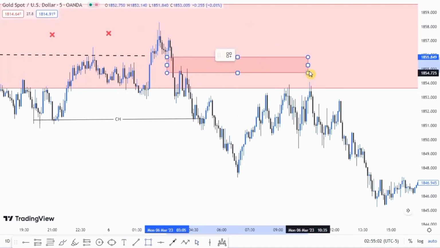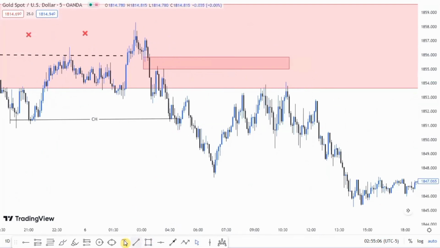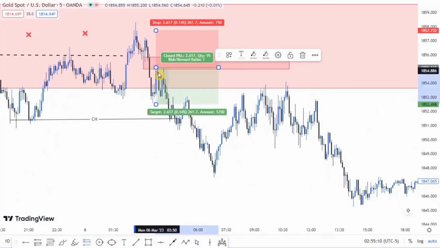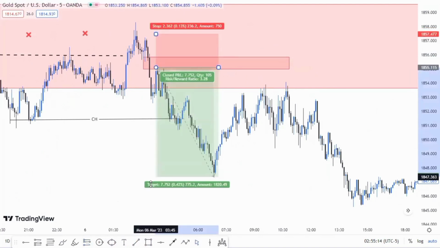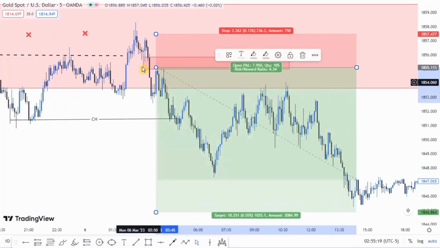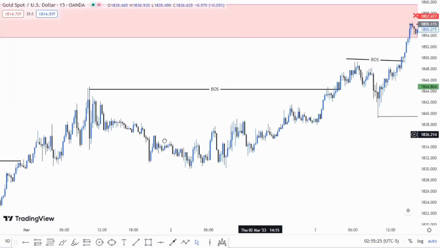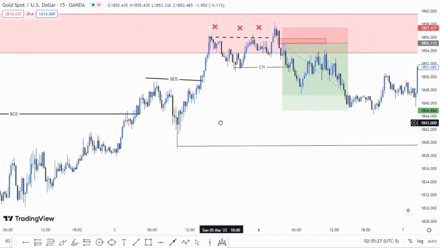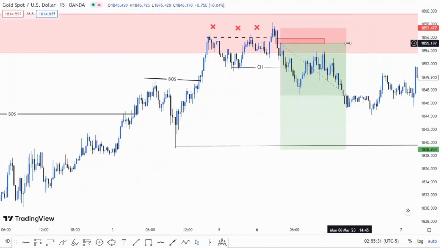The first reason why I had my first entry after the liquidity grab was that there was an imbalance within this area. It's more visible on the higher time frame. So I had my first entry, and then my stop loss slightly above that area. Same target. So that was my first entry. Now going back to the higher time frame so that you can clearly see the whole thing.